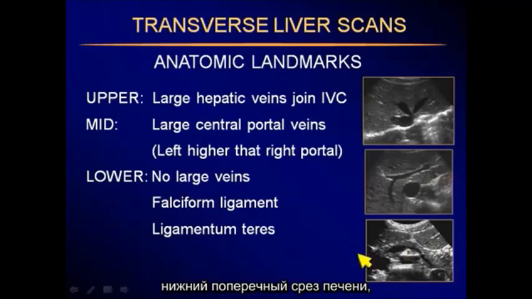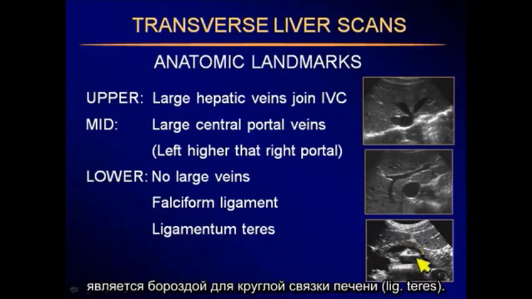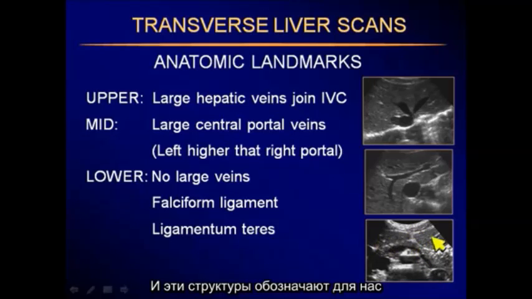That tells us that we're in the middle of the liver. If we look at transverse lower sections of the liver, we don't see any big veins. We see an echogenic line here. This would be where the falciform ligament comes in, and the umbilical fissure, the fissure for ligamentum teres, and that will mark the lower parts of the liver for us.